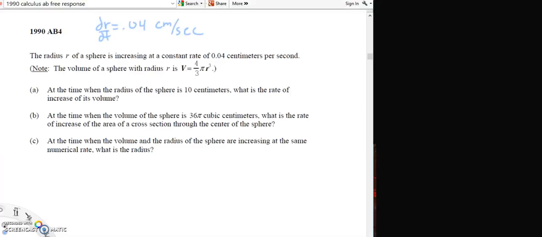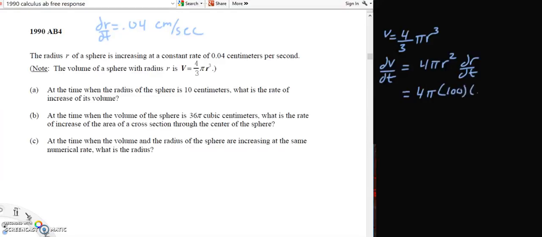So what you're going to do over here is you're going to have V equals 4/3 pi r cubed. You're going to take the derivative, so now you're going to get dV dt, because that's what it wants to know, equals 4 pi r squared dr dt. You're going to plug in, so you're going to get 4 pi, 10 squared is 100, times 0.04. So when you do this, it's going to become 4. 4 times 4 pi is 16 pi centimeters cubed per second.